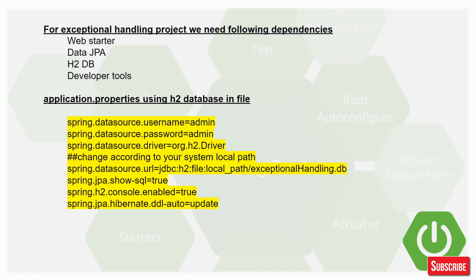Spring JPA show SQL is for showing all SQL queries in the log. H2 console enabled will enable the H2 console so that you can access it and see how your database has been updated. For JPA Hibernate DDL auto, what we are going to do here is not define any schema for our database. We want the schema created at runtime. There are options like create, update and so on. We are going with update.